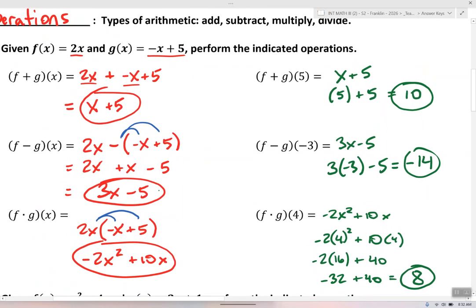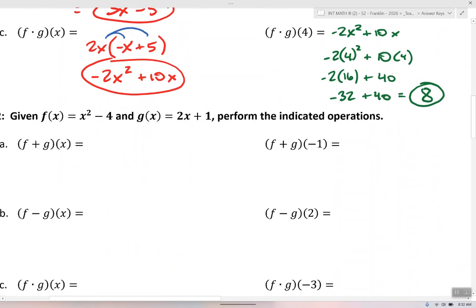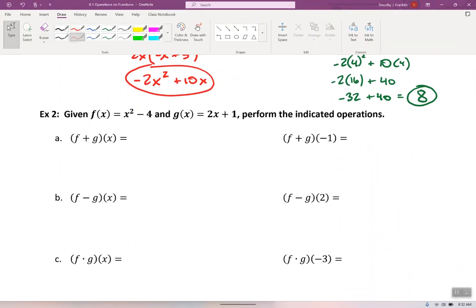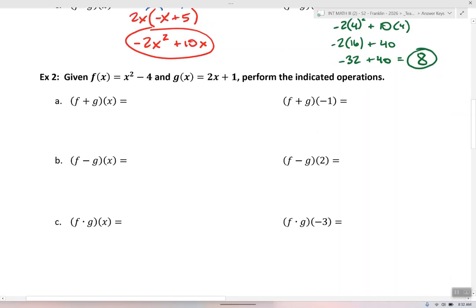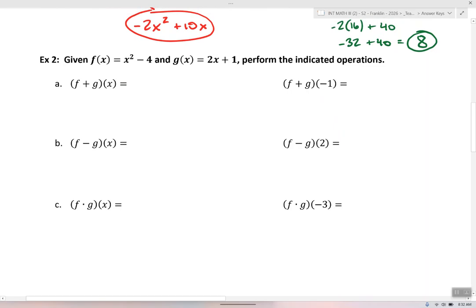All right, so whether your input is x or a number, we can perform these operations on functions. Let's try a few more, this time with a little bit more complicated functions, but the process is the same. Okay, so f of x is x squared minus 4, g of x is 2x plus 1. So first we'll add f plus g of x. We're doing x squared minus 4 plus 2x plus 1. So when we're adding, it's just combining like terms.